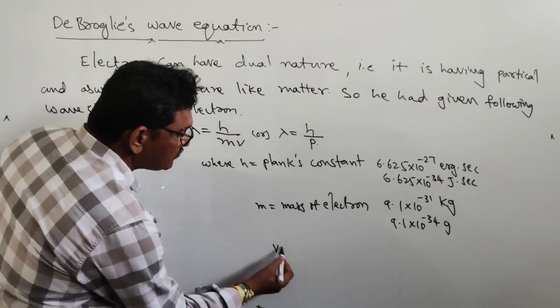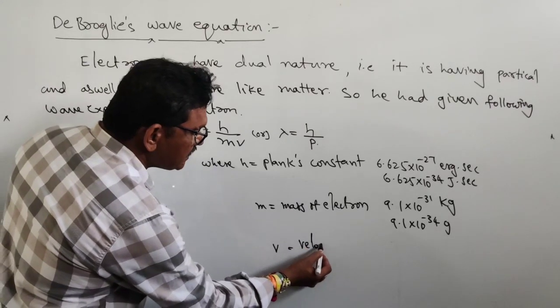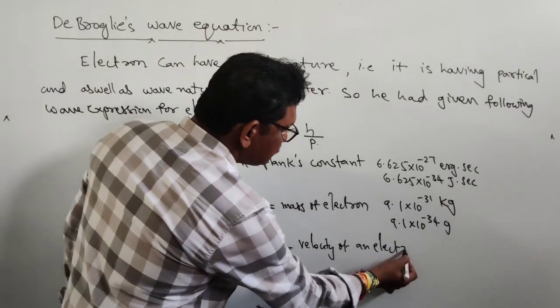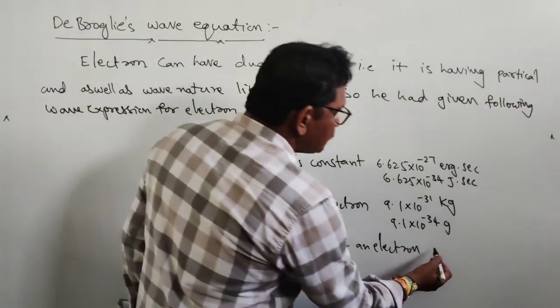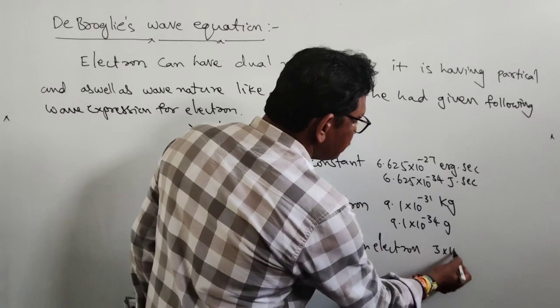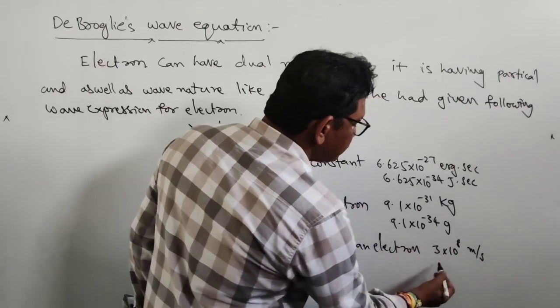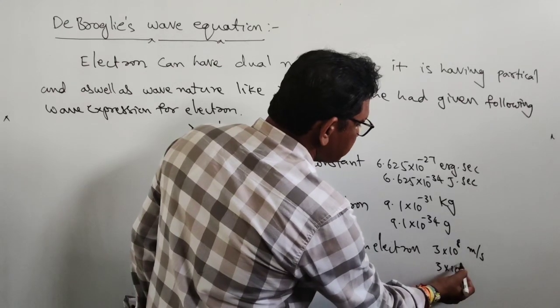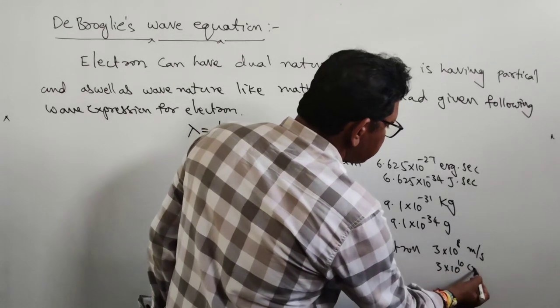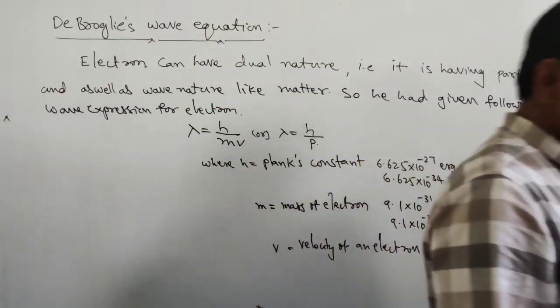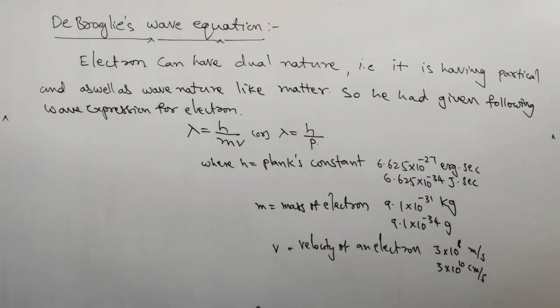Then v is equal to velocity of an electron, which is equal to light velocity. So how much velocity is it having? 3 into 10 power 8 meter per second. If you want to express this speed in centimeter, 3 into 10 power 10 centimeter per second. You remember all those values, which will be helpful to do the problems further.